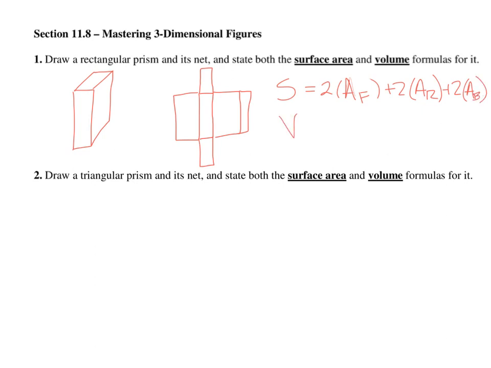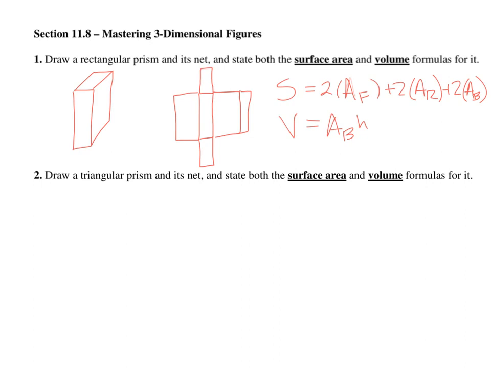All right, then there's the volume formula. Very simple volume formula. It's area of base times height, or also length times width times height. But the beauty of area base times height is that it could be applied to other three-dimensional figures. All right, going on to number 2, draw a triangular prism and its net.